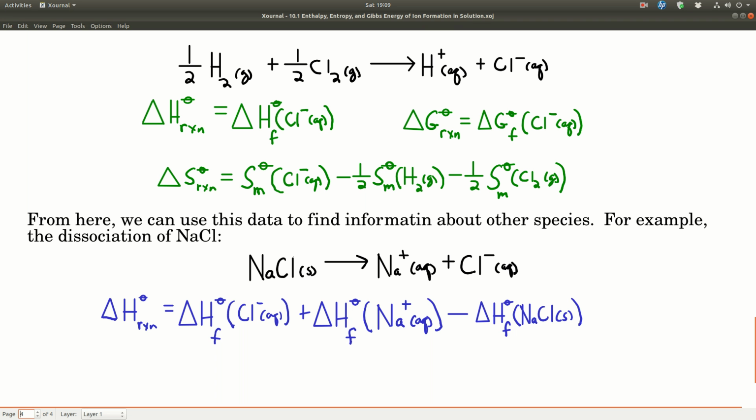This we can look up. Again, it's not an ion, so we have no problem looking that up. We just got the heat of formation of chloride from our previous experiment, so the only thing we don't know in here is heat of formation of sodium, and there we go. Once we have that, we can get the delta G of formation of sodium, molar entropy of sodium in the same way that we just did, and there we go.